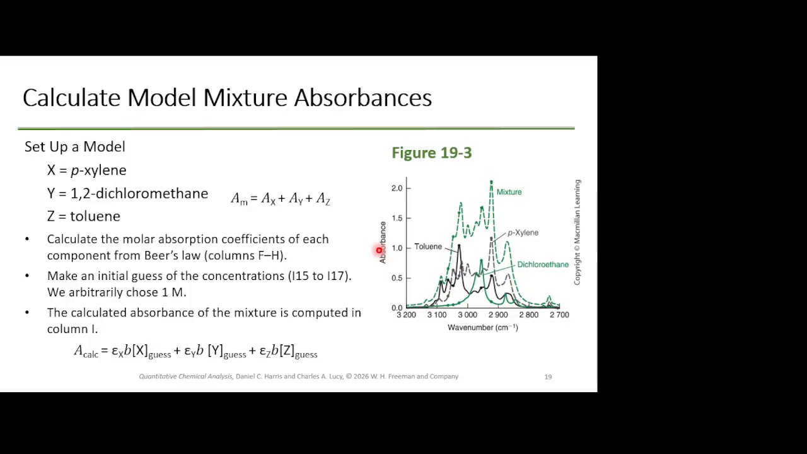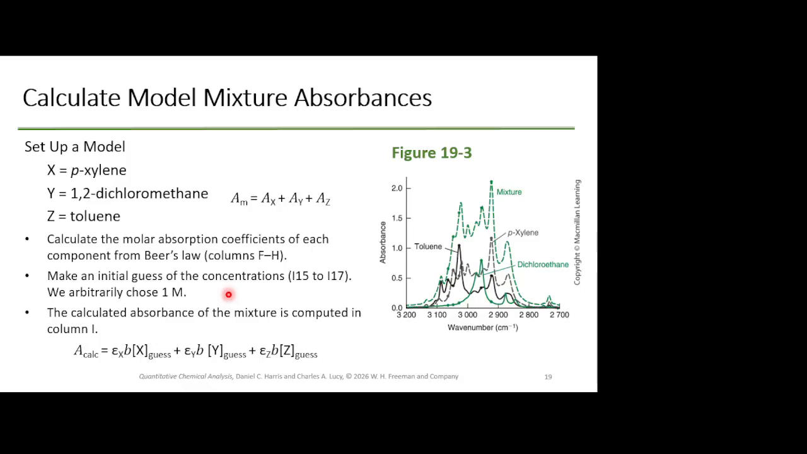Then we're going to make an initial guess of our concentrations. That would be I-15 to I-17. Again, it's arbitrary. It's an initial guess. You can just use one if you want. It will take less time and give you more consistent results if you get something that's close and reasonable. But it's an initial guess. Don't get so stuck trying to guess it that you don't get anything done.